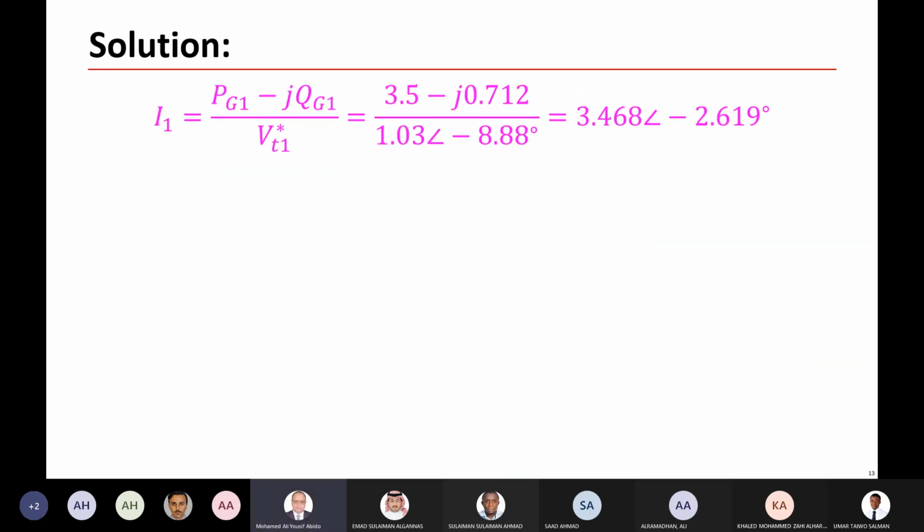And okay, so for each machine, we have to now calculate, and second step is to find E prime for each machine and its angle at steady state or initial angle. So what we have here, we have I1 for the machine number 1.